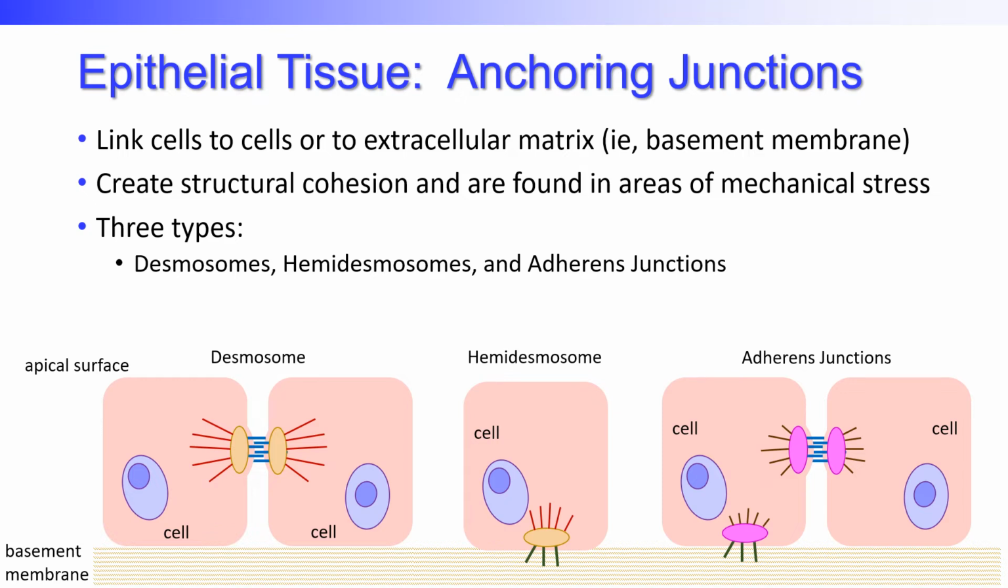You'll also notice that the cell-to-cell anchors are blue, and the cell-to-basement membrane anchors are green. This tells us that different proteins are anchoring cells to cells than anchoring cells to basement membranes. So let's have a look at all this.